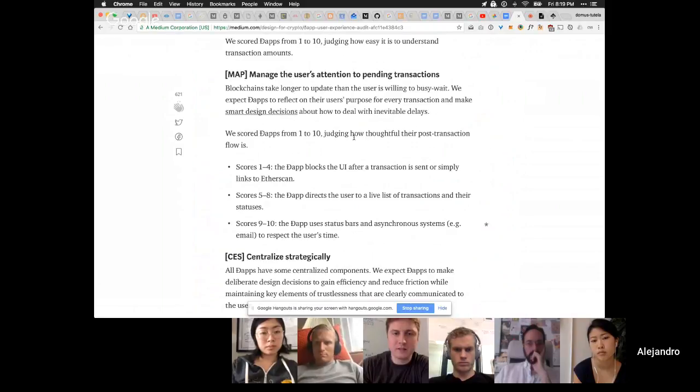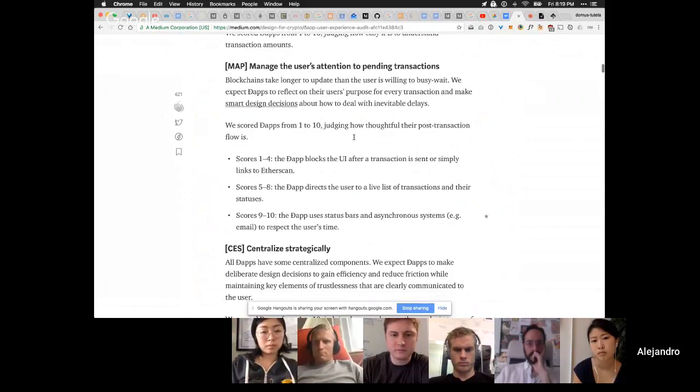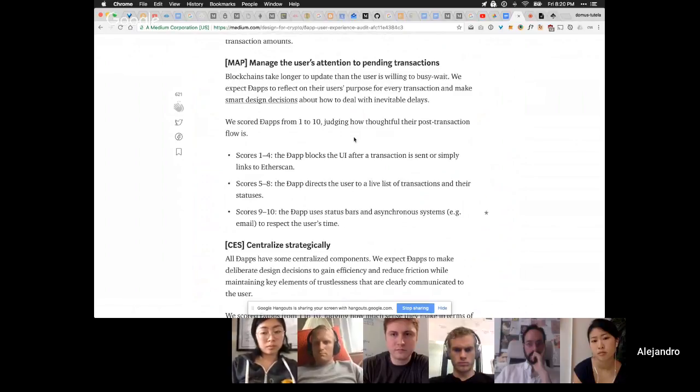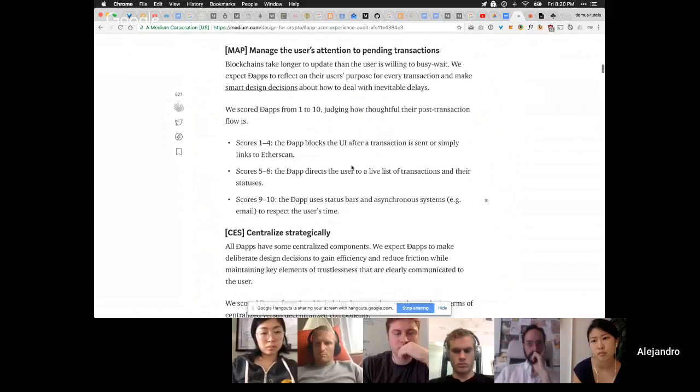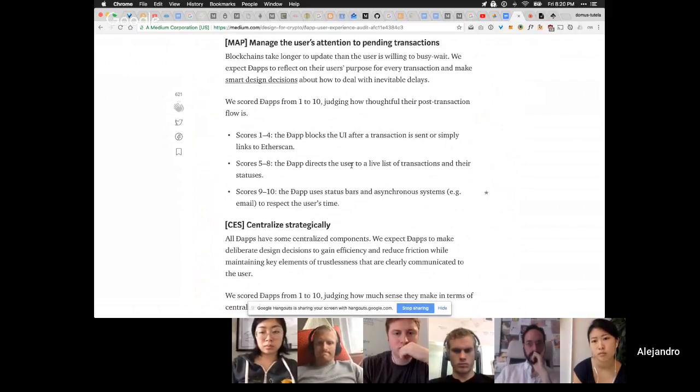Managing the user's attention to pending transactions is important too. We want to maybe develop a notification system or an asynchronous system so that people are aware that, because the blockchain takes so long, we can't expect people to be busy waiting on transactions at all times. We have to have a way to communicate to users, hey, just wait for a bit and I'll let you know when your transaction has cleared. Obviously this depends heavily on what type of transaction you're executing. But for most transactions, you're going to want to have an async model where you tell a user, hey, this is ready.